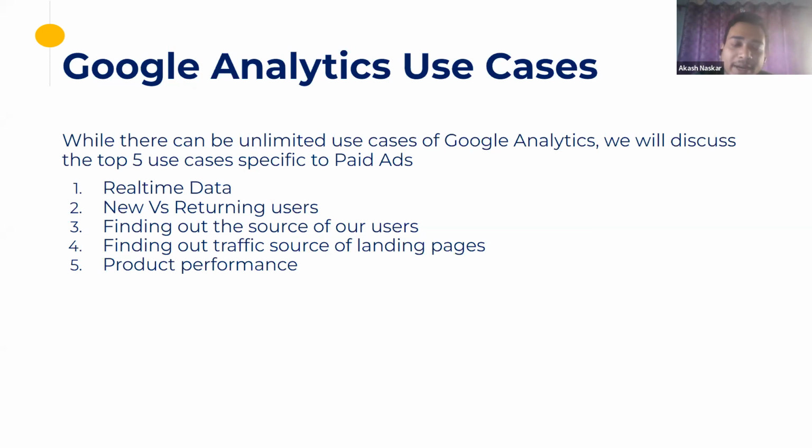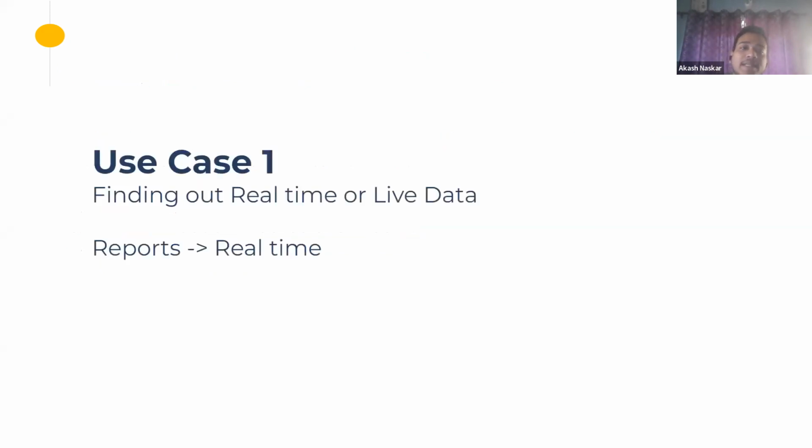The first one is real-time data. The second is new versus returning users. The third is finding out the source of our users. The fourth is finding out the traffic source of landing pages. And the fifth one is product performance. So let's start with the first one, that is real-time data.